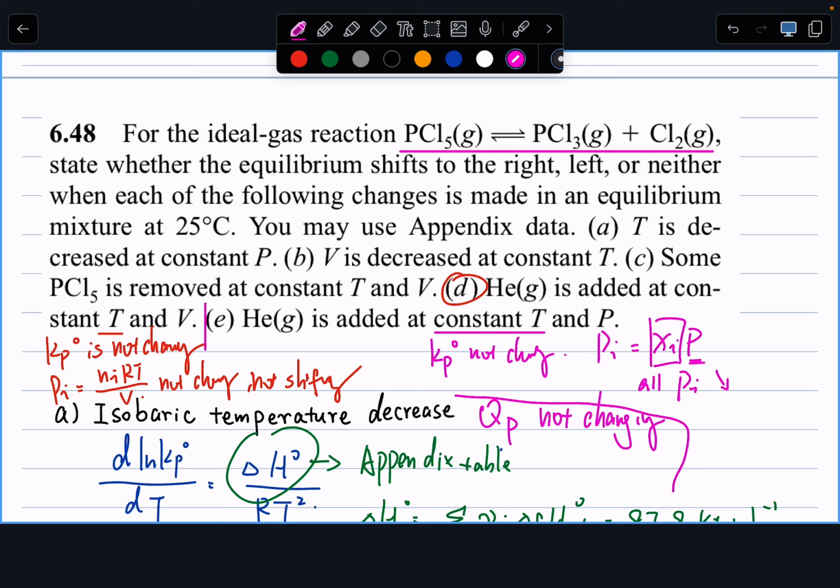And then it becomes the same question. We have Q equals the product of my Pi to the stoichiometric coefficients. So we have two gases in the product, one gas in the reactant. When all partial pressures are decreasing, my reaction quotient is also going to decrease. I put these two next to each other just to make sure that when you answer these questions, you read the question carefully and know whether it is constant volume or constant pressure, because the answers might be very different.